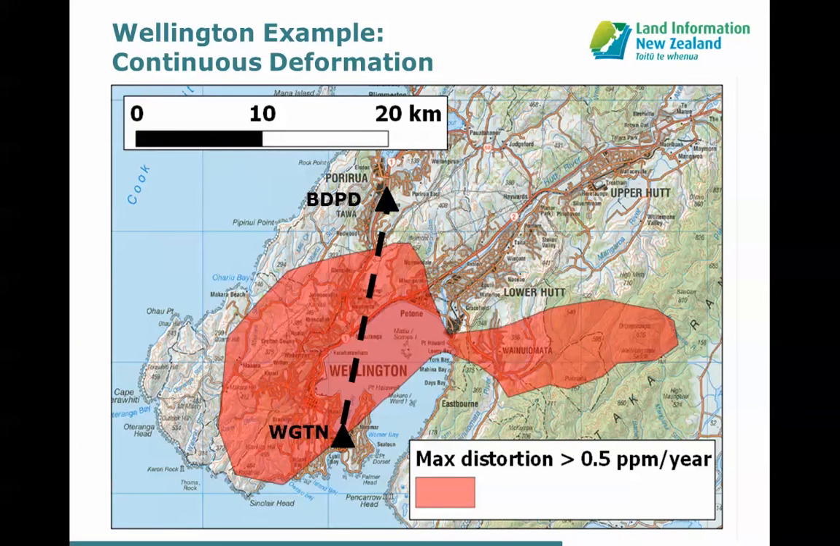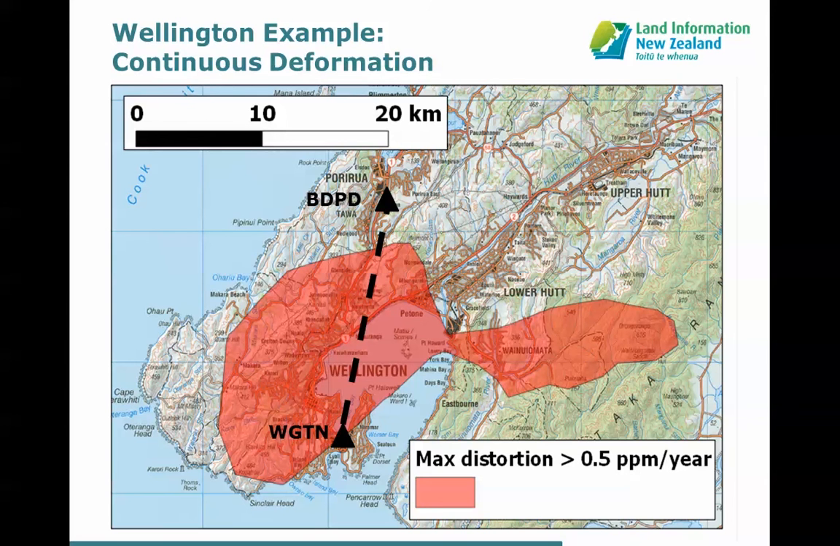So just to have a look visually at what we're doing, we've picked WGTN, which is a permanent GNSS station at Wellington Airport down in the south of the city. And then we've picked a second mark up in Tawa, which is BDPD. Now, both of these are existing geodetic marks, so they already have good geodetic NZGD2000 coordinates on them.